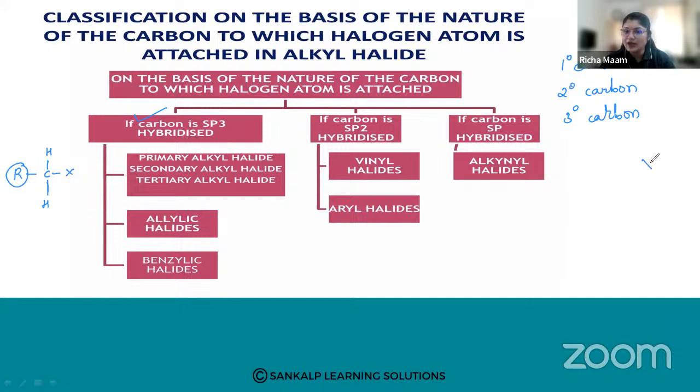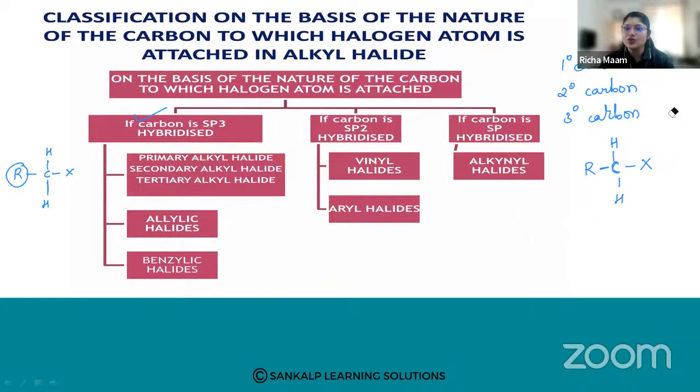If the halogen atom is attached to the carbon, this is the carbon, and the alkyl group can be any alkyl group. It can be a methyl group, which is CH3, or an ethyl group, CH3CH2. Or any propyl group. So the -ane will be replaced by -yl, and it is called alkyl.